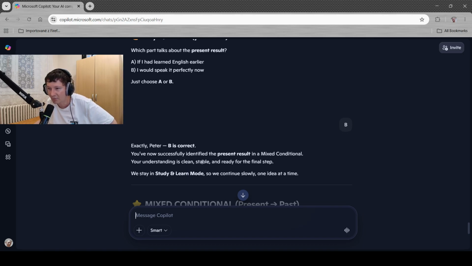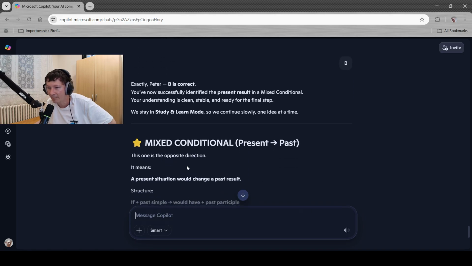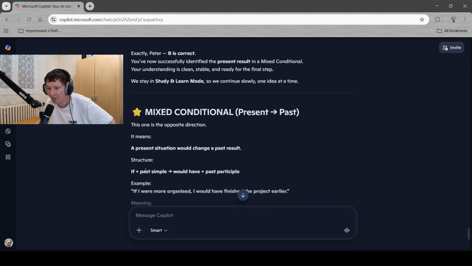You've now successfully identified the present result in a mixed conditional. Your understanding is clean, stable, and ready for the final step. We stay in study and learn mode, so we continue slowly, one idea at a time. Mixed conditional, present into past. This one is the opposite direction. It means a present situation would change a past result. Structure: if plus past simple plus would have plus past participle.